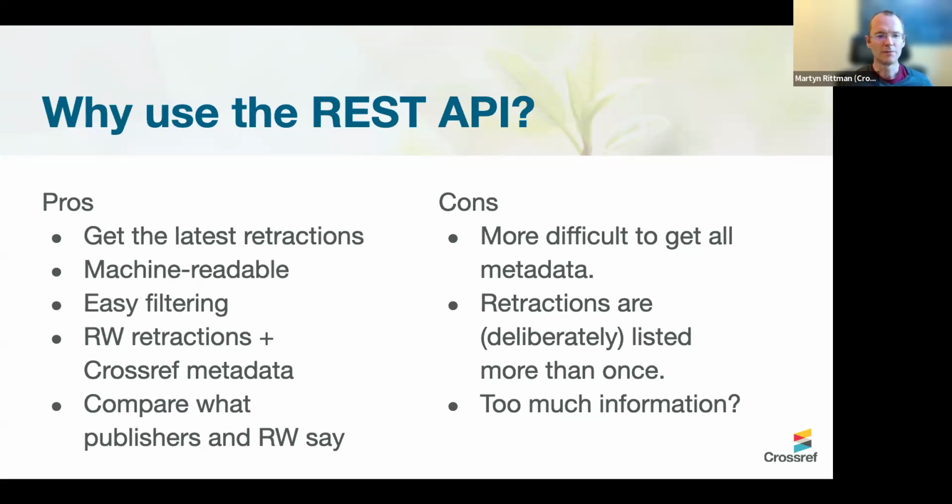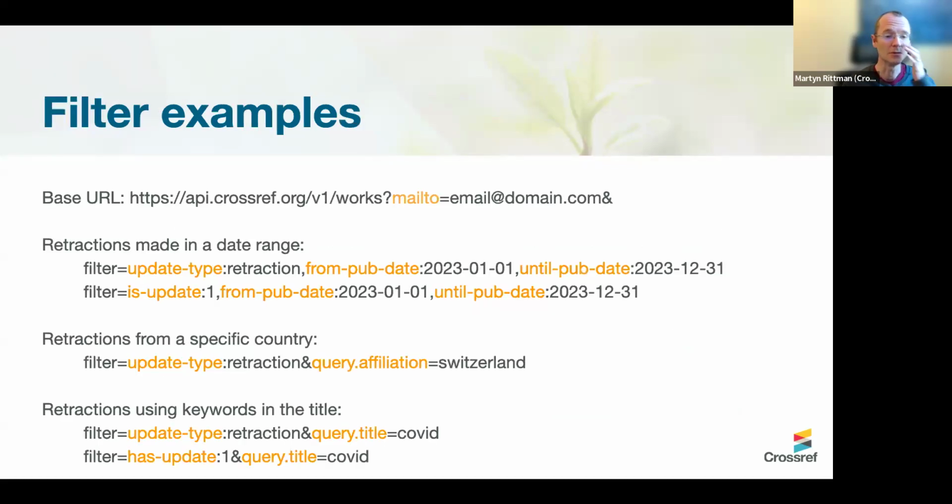So I just want to finish with a couple of recent changes. Oh, sorry, no, before that, examples of filters. The base URL is at the top here with api.crossref.org. I really recommend that you use a mailto filter, which will help us to contact you if there are any issues with your queries.